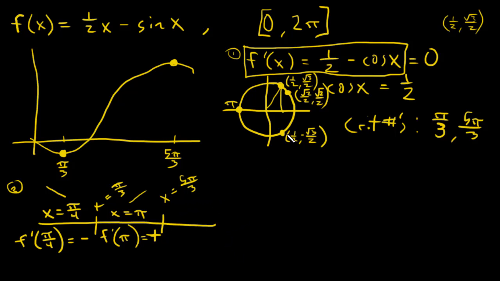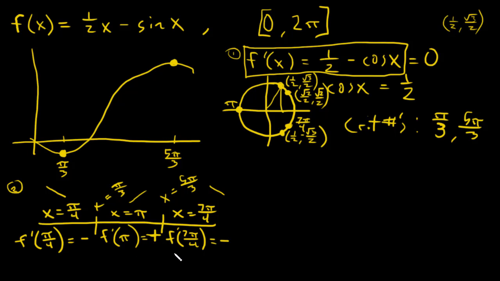Finally, I need a value that is greater than 5 pi over 3, but not 2 pi. So I'm going to choose right there at 7 pi over 4. So it's x equals 7 pi over 4. F prime of 7 pi over 4 is going to give me, well, let's see. The x value is still 0.7. So 1/2 minus 0.7 is negative. And so we get a negative there and it heads down.